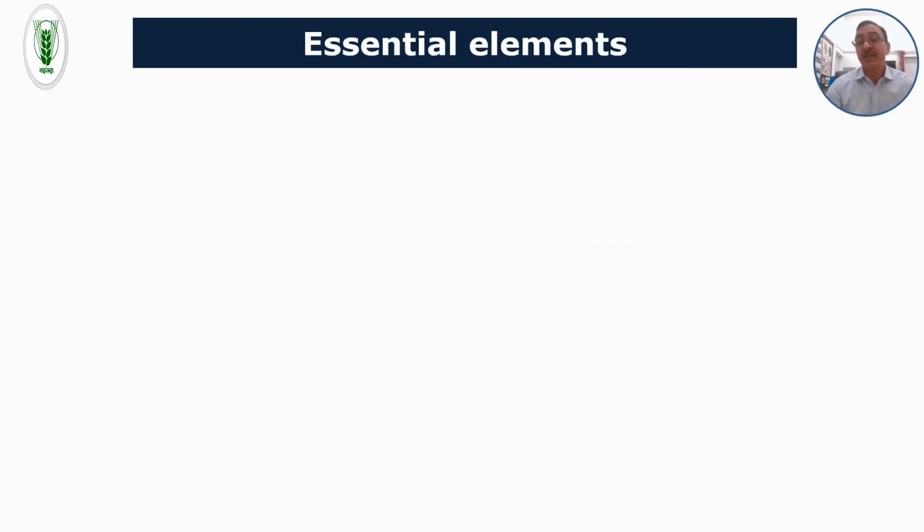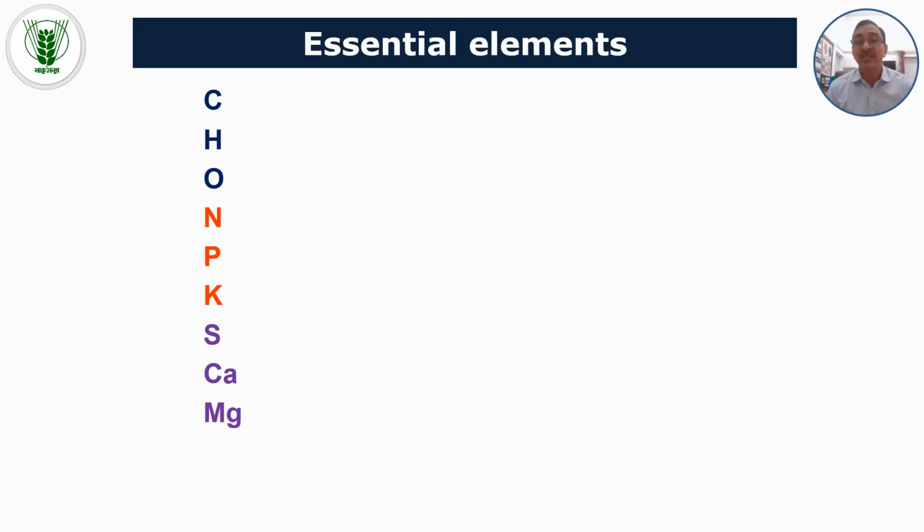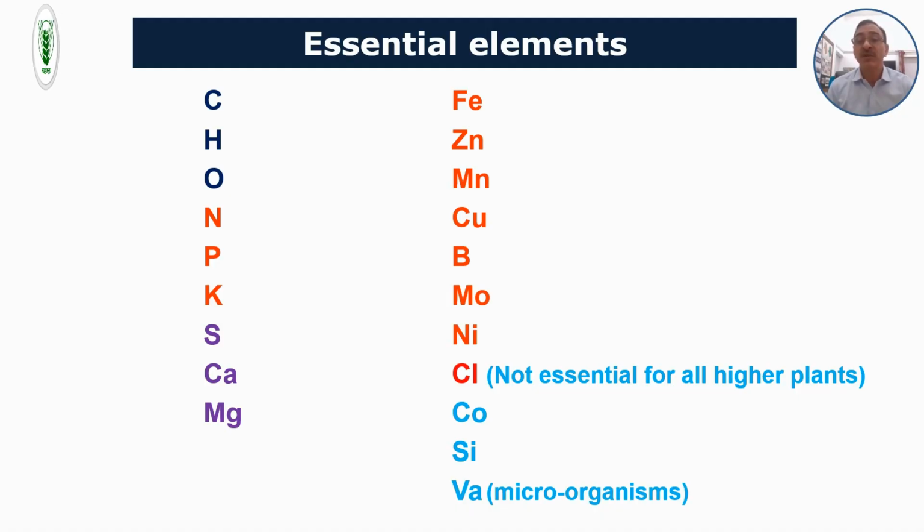But when we talk of these essential nutrients, these are the nutrients which are considered essential: carbon, hydrogen, oxygen, nitrogen, phosphorus, potassium, sulfur, calcium, magnesium, iron, manganese, zinc, copper, boron, molybdenum, nickel, chloride, cobalt. So these nutrients, carbon, hydrogen, and oxygen, we need not bother much about them because they are available from the environment itself.